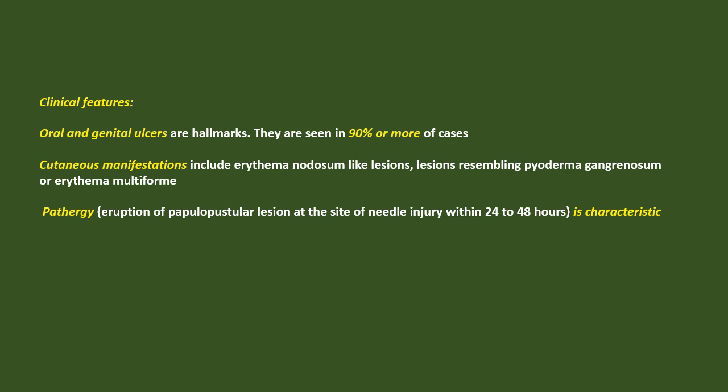Clinical features. Oral and genital ulcers are hallmarks. They are seen in 90% or more of cases. Cutaneous manifestations include erythema nodosum-like lesions, and lesions resembling pyoderma gangrenosum or erythema multiforme. Pathergy, which is an eruption of a papillopustular lesion at the site of needle injury within 24 to 48 hours, is characteristic, though not specific.